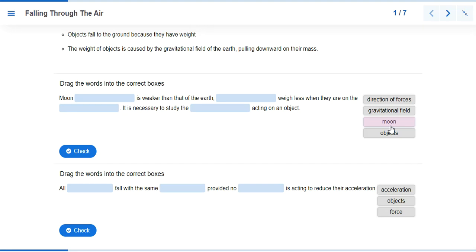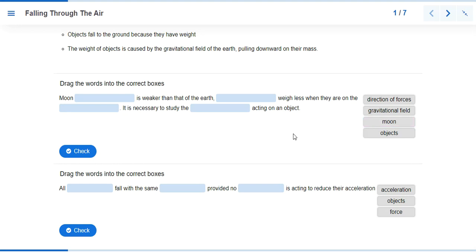Today we are still under the topic force and motion, dealing with the subtopic falling and turning. But let's deal with falling through the air. How do objects fall through the air? Let's give some background before we do some exercises.